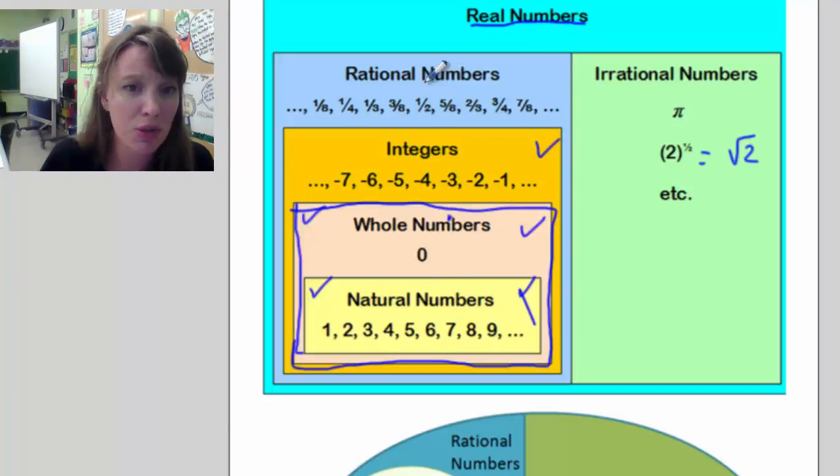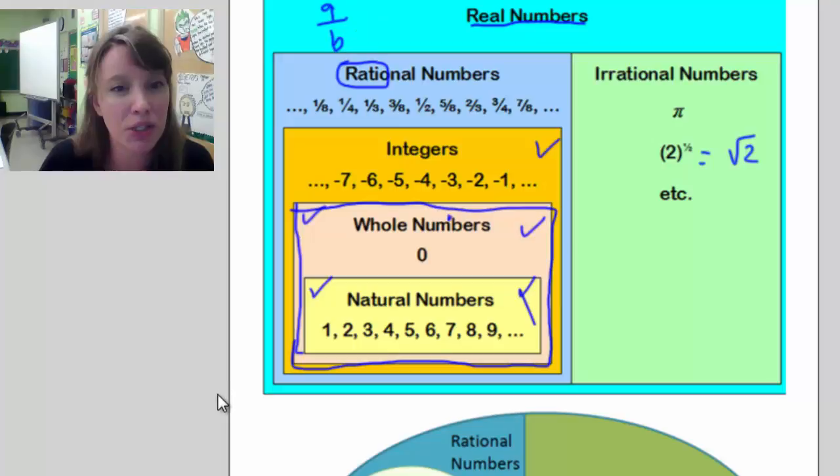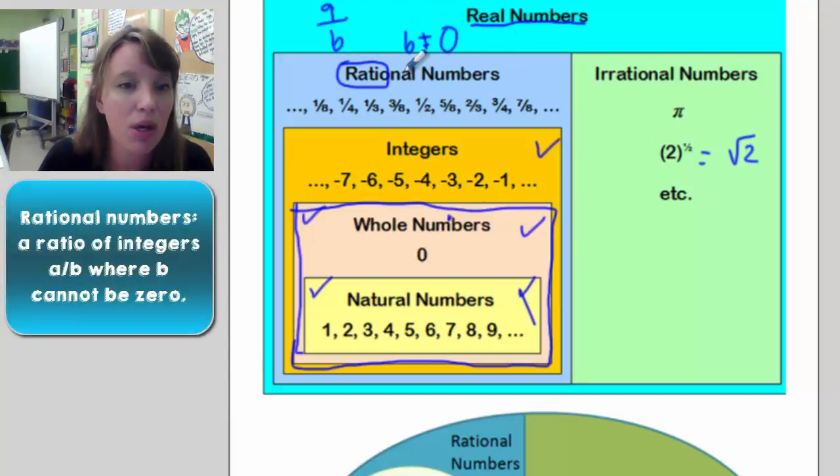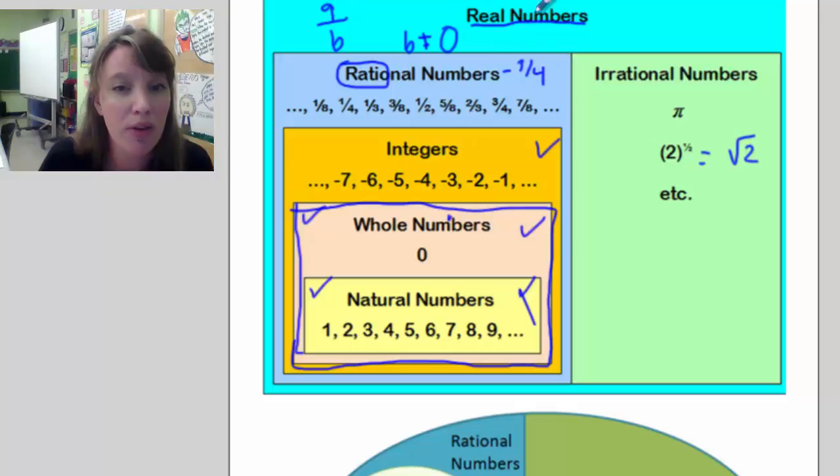Now, rational numbers: look at the word rational, it has this prefix ratio. A ratio is any number a over b where a and b are integers, except b cannot be equal to 0. So a and b is a ratio of two integers, so a and b must be integers. So it could be any of the numbers that you see here. You could have negative rational numbers like negative 3/4.